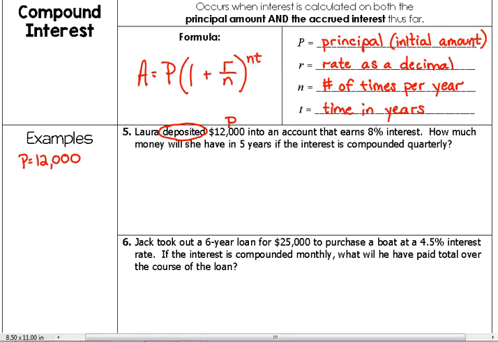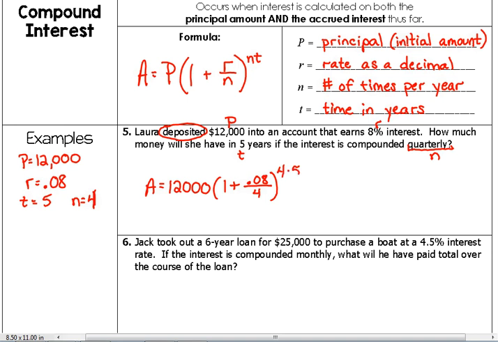Into an account that earns 8% interest, so that's R, but R is not 8, it is 0.08. How much money will she have in 5 years? So that is T. T equals 5. If the interest is compounded quarterly, that is N, the number of times per year. Quarterly, how many times would that be per year? 4. Okay, 4 quarters in a year. So let's set up our equation here. A equals the principal, 12,000, times 1 plus the rate, 0.08, over 4 raised to the 4 times 5.